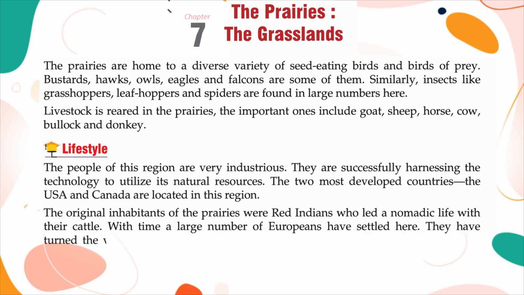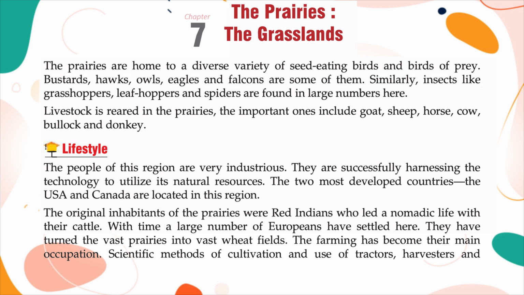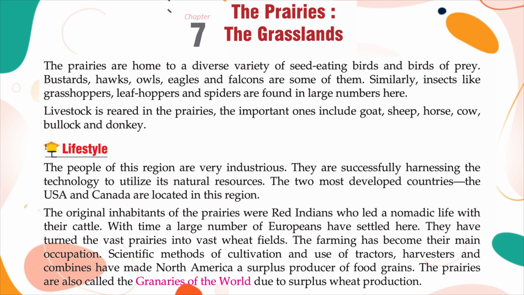They have turned the vast prairies into vast wheat fields. Farming has become their main occupation. Scientific methods of cultivation and use of tractors, harvesters, and combines have made North America a surplus producer of food grains. The prairies are also called the granaries of the world due to surplus wheat production.